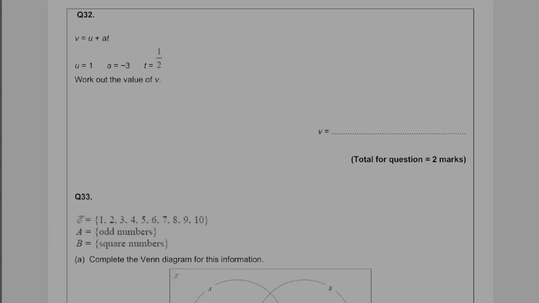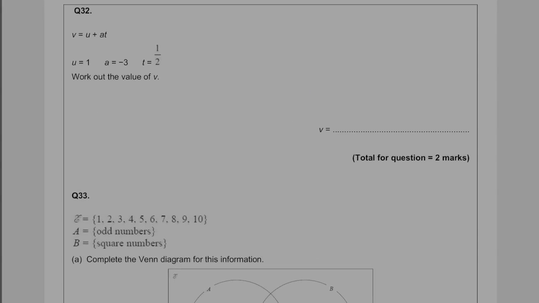Okay, question 32. V is equal to U plus AT. U is equal to 1, A is equal to minus 3, and T is equal to a half. Work out the value of V. So again, we're going to be substituting, and again, we're substituting negative numbers. I'll always say, whenever substituting negative numbers, put them in a bracket. So I'm going to say V is equal to U, which is 1, plus A, so minus 3, times by half.